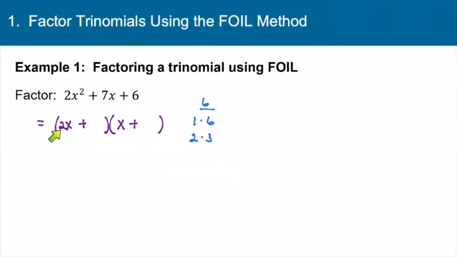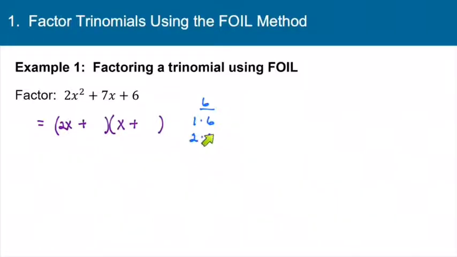Now because of this 2 here in this first term, the order that we put these factors in is going to have an effect on our middle term. That's never been the case before. You might be one of these students who's gotten in the habit of saying, I'm going to look for two numbers that multiply to give me 6, but they add up to 7. If you do that here, you will get the wrong answer. You don't need these two numbers to add up to 7. You need outer plus inner to add up to 7x, and there's a difference because of this 2.